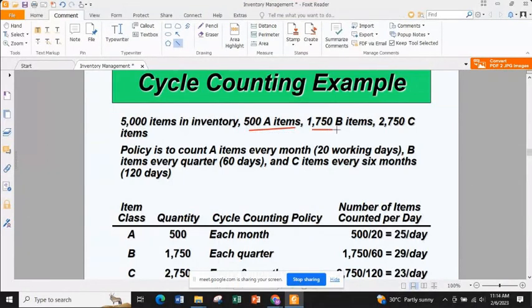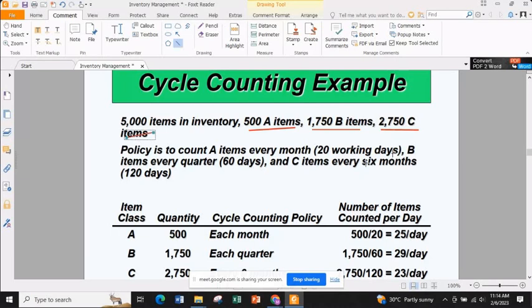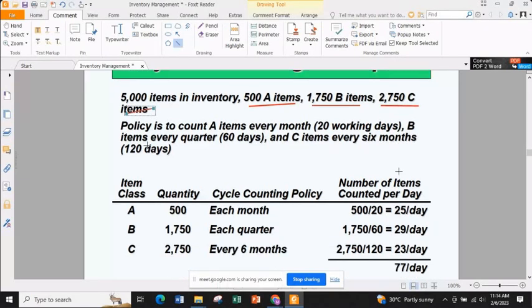1,750 B items and 2,750 C items. So the policy is to count A items every month, 20 working days. This is another cycle counting example. B items every quarter, 60 days. And C items every 6 months, 120 days.